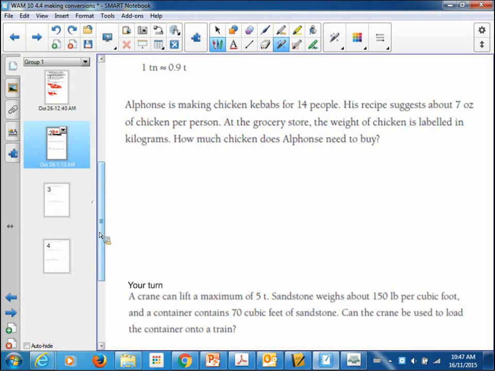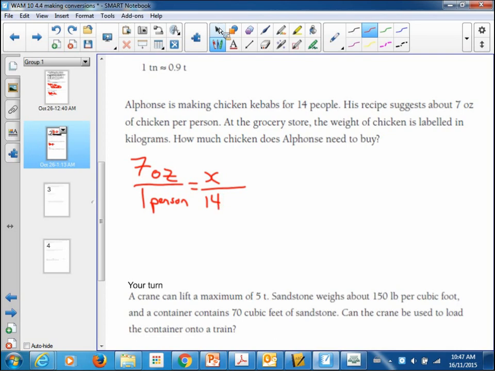14 people, wow. So let's figure out what the 7 ounces of chicken for one person is in kilograms, and then we'll go from there. Let's do it this way. Let's figure out how many ounces of meat he needs for all 14 people. If it's 7 ounces of chicken for one person, how many ounces does he need for 14? Now you could reason this out and just multiply without a setup, but 14 times 7 is 98 ounces of chicken.